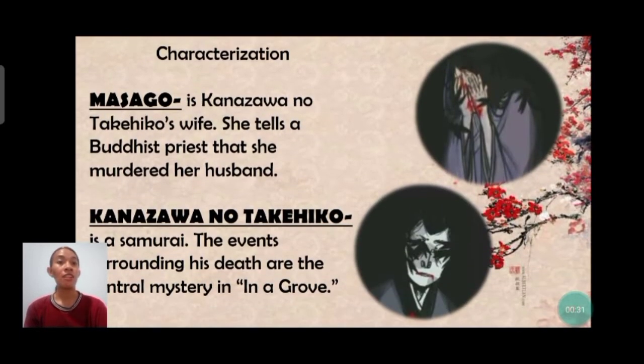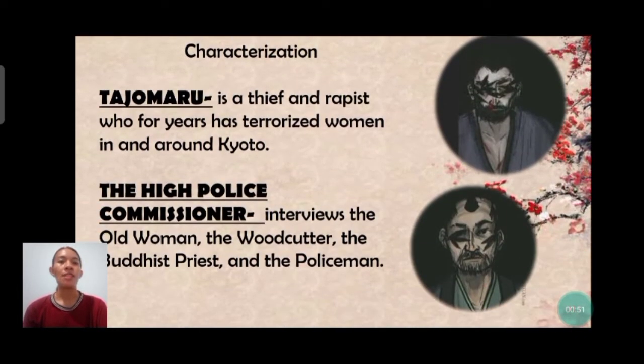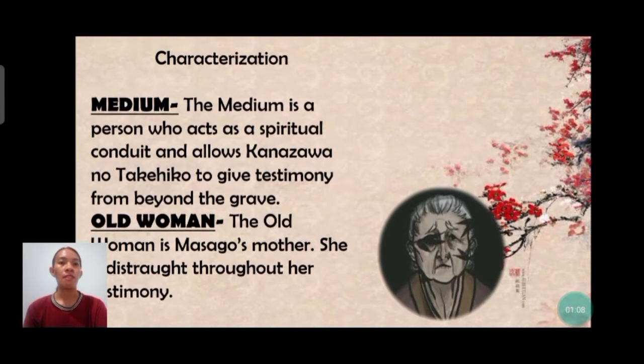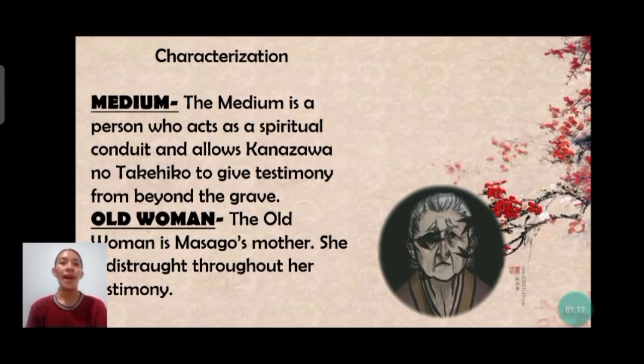So next is the characterization. Masago is Kanazawa no Takehiko's wife, and she tells a Buddhist priest that she is the one who murdered her husband. Another is Kanazawa no Takehiko. He is a samurai, and the events surrounding his death are the central mystery in In a Grove. Another is Tajimaro. He is a thief and rapist who for years has terrorized women in and around Kyoto. The high police commissioner interviews the old woman, the woodcutter, the Buddhist priest, and the policeman. Another is the medium. The medium is a person who acts as a spiritual conduit and allows Kanazawa no Takehiko to give testimony from beyond the grave.